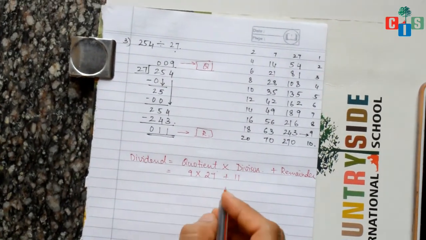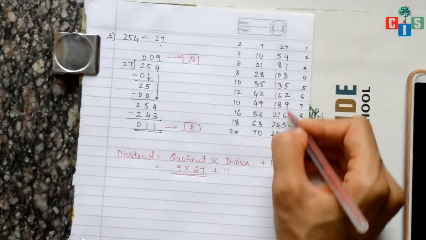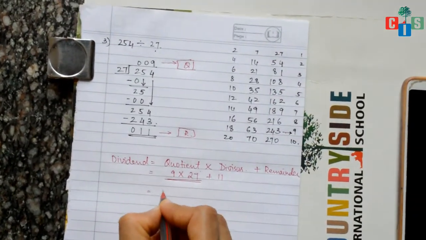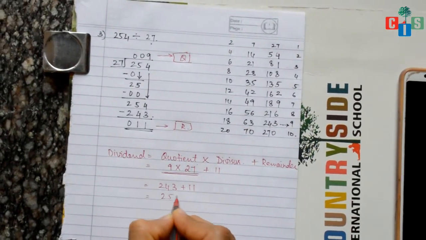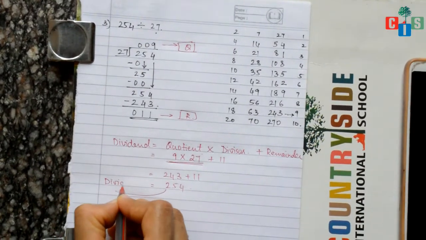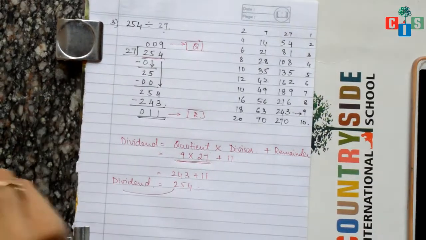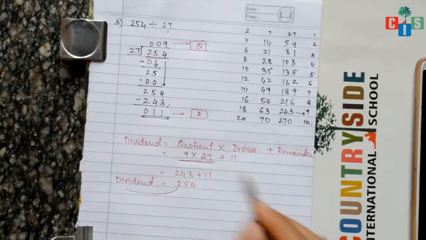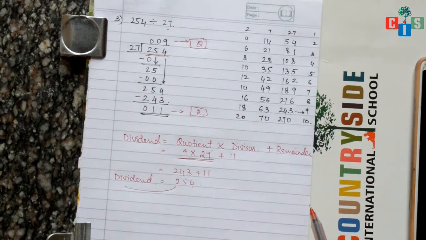So let's check out what comes. 27 nines gives me 243. So 243 plus 11 will be 254, and that's my dividend. So see, I have the dividend as 254. So I have done the calculation right, or the relationship I have justified it.